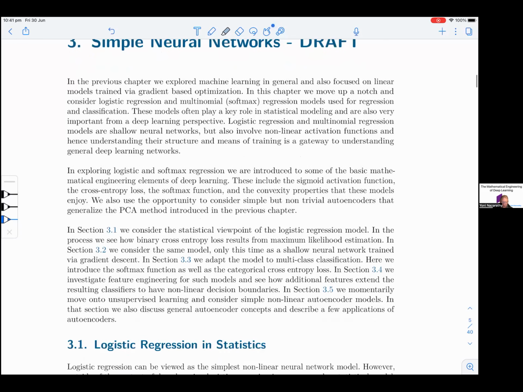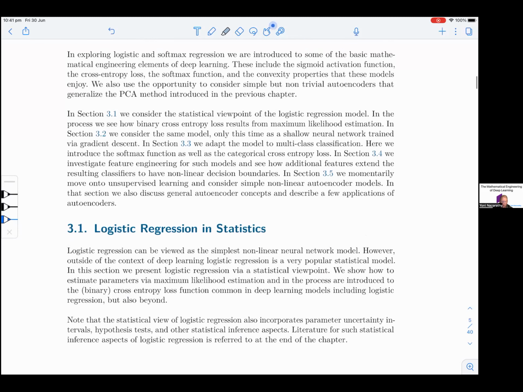In exploring logistic and softmax regression, we're introduced to some of the basic mathematical engineering elements of deep learning. These include the sigmoid activation function, the cross-entropy loss, the softmax function, and the convexity properties that these models enjoy. We also use the opportunity to consider simple but non-trivial autoencoders that generalize the PCA method introduced in the previous chapter.